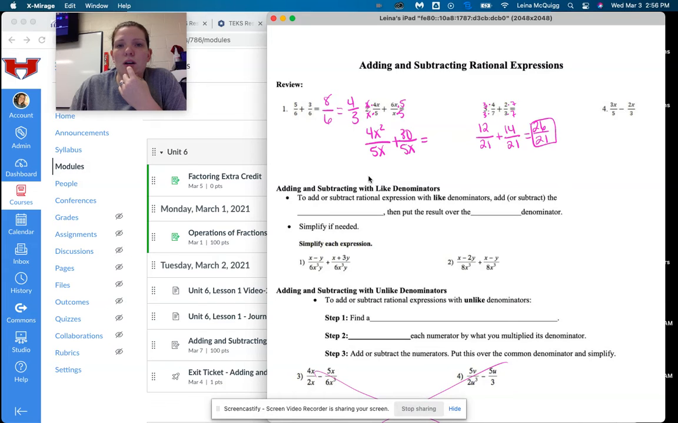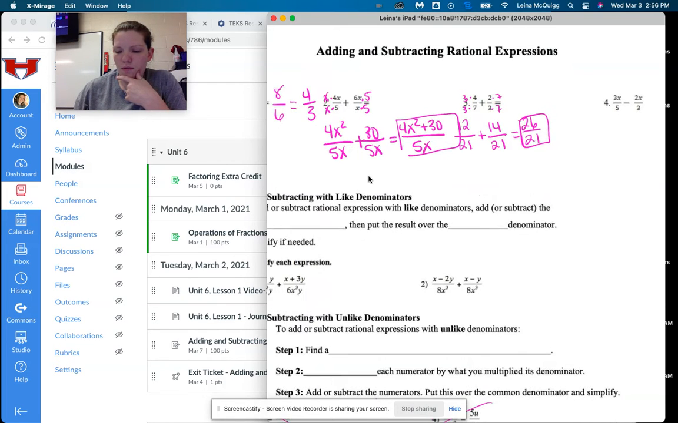So we have 4x squared plus 30. These are not like terms. Remember, to be able to combine these, they have to have the same variable and same exponent. And in this case, we only have one variable. So we're just going to write this as 4x squared plus 30 and divide that by 5x. And there's nothing further we can do here to simplify. I don't want to break this up into more than one fraction. I want to leave it as one fraction. So we're not going to simplify the 30 over 5x part of this.